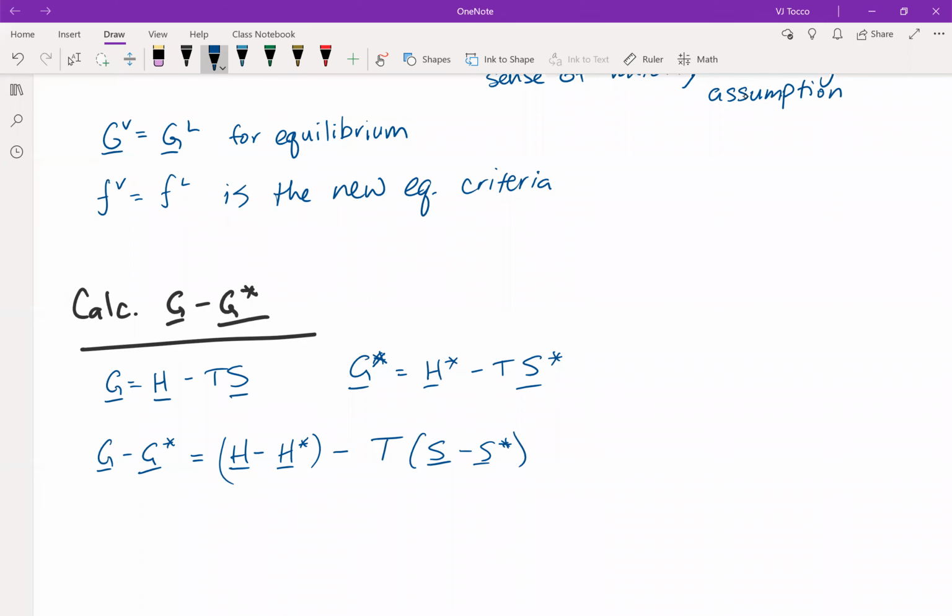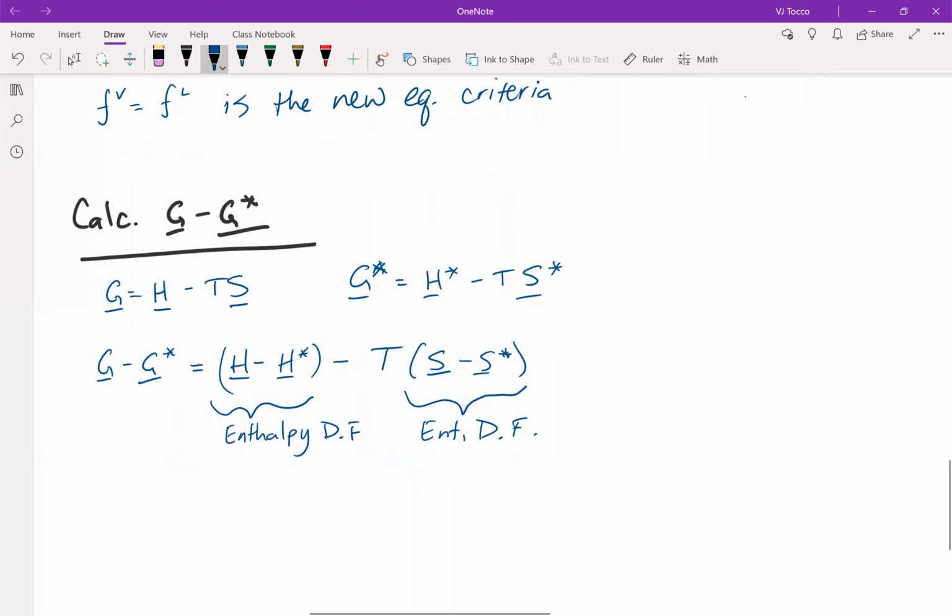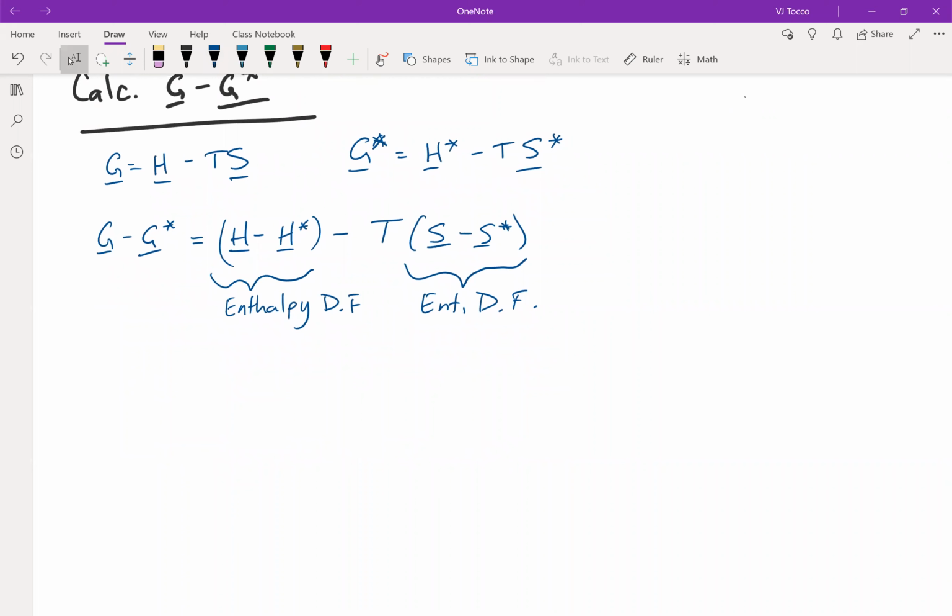Now notice what we have. We have the enthalpy departure function here, and we have the entropy departure function there. So now all I'm going to do is plug those already derived departure functions in.